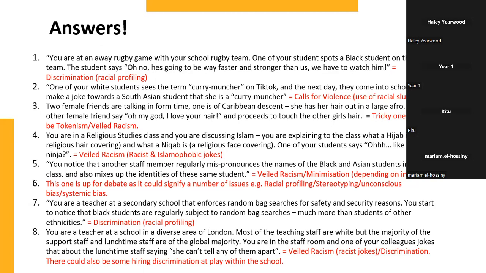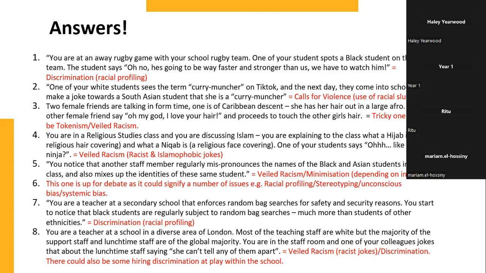And then we have number 8, your teacher in a diverse area, and the teacher speaking quite derogatory about the lunchtime staff. This is veiled racism, because it's a racist joke, almost as if people are a homogenous group with no defining features or characteristics. But then it's also discrimination.